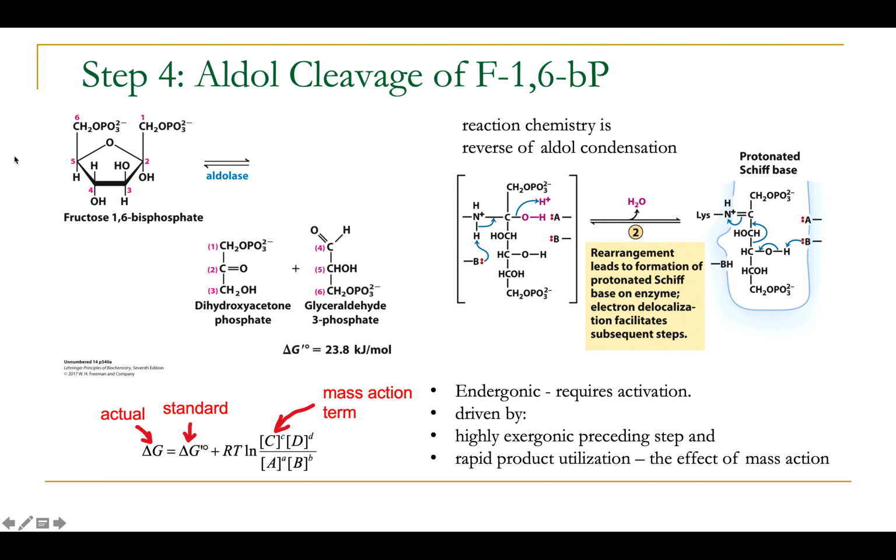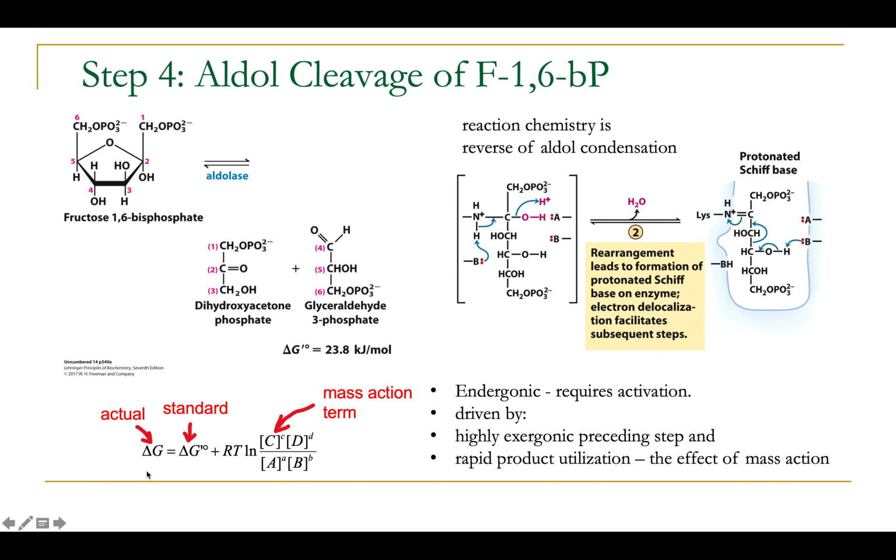In step 4, the 6-carbon backbone of fructose 1,6-bisphosphate is finally broken down into almost identical 3-carbon pieces, glyceraldehyde 3-phosphate and dihydroxyacetone phosphate. This reaction is highly energetically unfavorable at standard conditions. The standard free energy change in this reaction is approximately more than 20 kilojoules per mole. This reaction does not occur at standard conditions. However, it is fully reversible at cellular conditions.